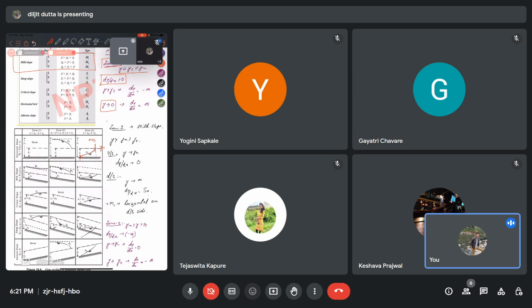Similarly, next we will see zone 1. Zone 1 is when y is greater than yn and greater than yc. In this case, first let us see the upstream condition. Upstream is when y tends to yn.